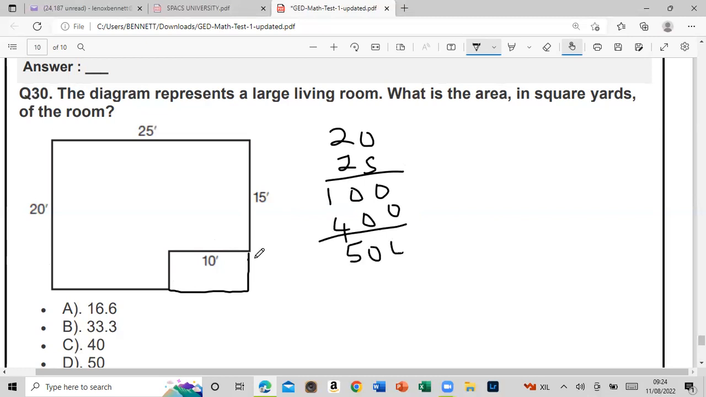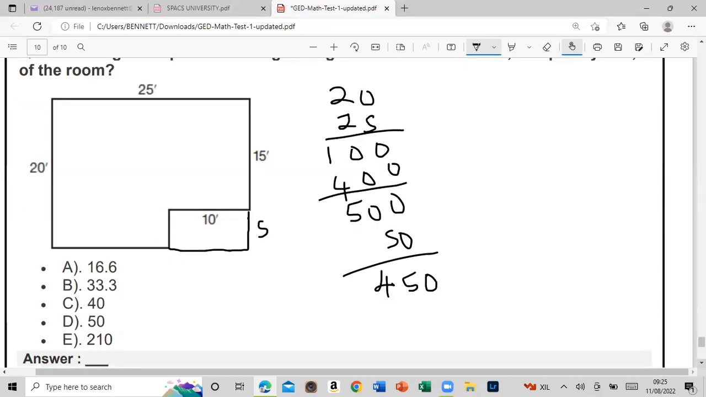However, this part is not a part of it, right? So this is 10. If this is 15 and that is 20, that means the missing piece is 5 by 10. So 5 times 10 would be 50. So this is 450. So I think this is in feet, so I need to know the conversion rate. I'm going to Google it, find the conversion rate, and then I can divide.